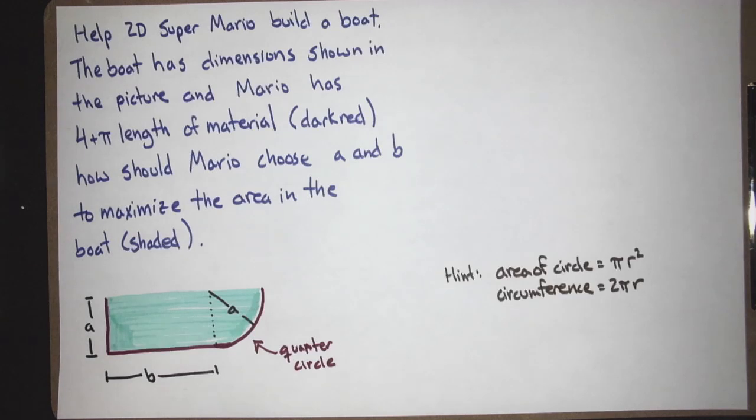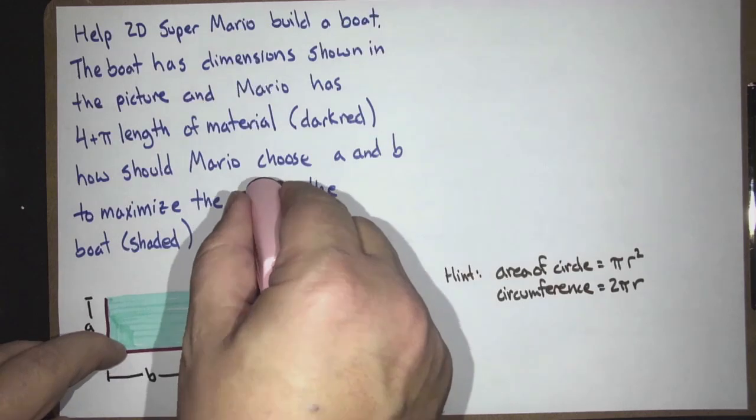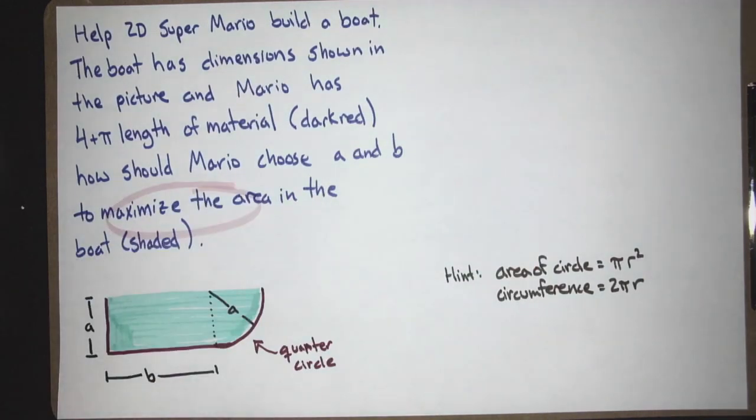Let's talk about things that have to be true. What is it we're trying to optimize? What is it trying to maximize? How do we know we're trying to maximize the area? That's a pretty good clue. It tells us. It's almost like it wants us to know things. What's the area? Well, there's two pieces. What's this area? A times B. What's this area? 1/4 pi a squared. All right, so you have area, AB plus pi fourths a squared.